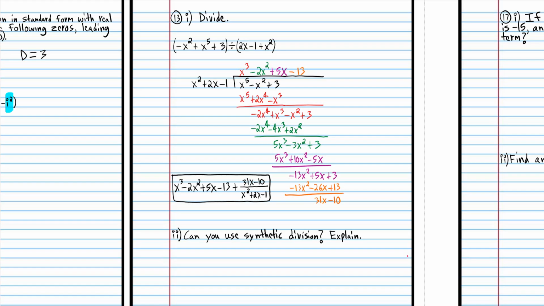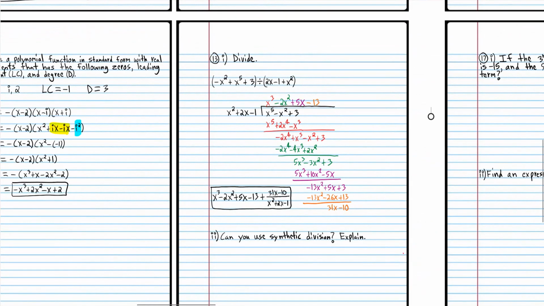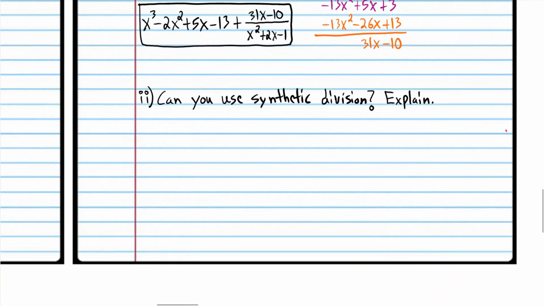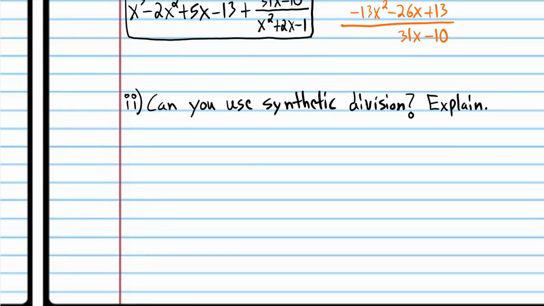Okay, we're back. So, can you use synthetic division? No, because the divisor is not in the right form. We can only use synthetic division when we have a binomial that is a degree 1 binomial. That's one way to describe it.